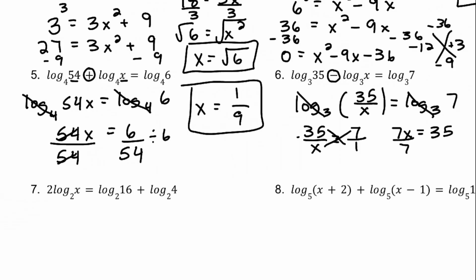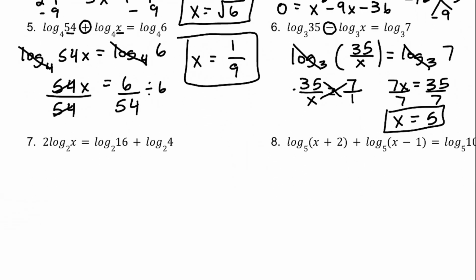And then I want to divide by 7. Or you could just look at this and know what's 35 divided by what gets you 7. 5. I think some of you are smart enough to just know that. X would be 5. Again, if you double check and plug it in, it doesn't make a negative, so it's not extraneous. So last two.